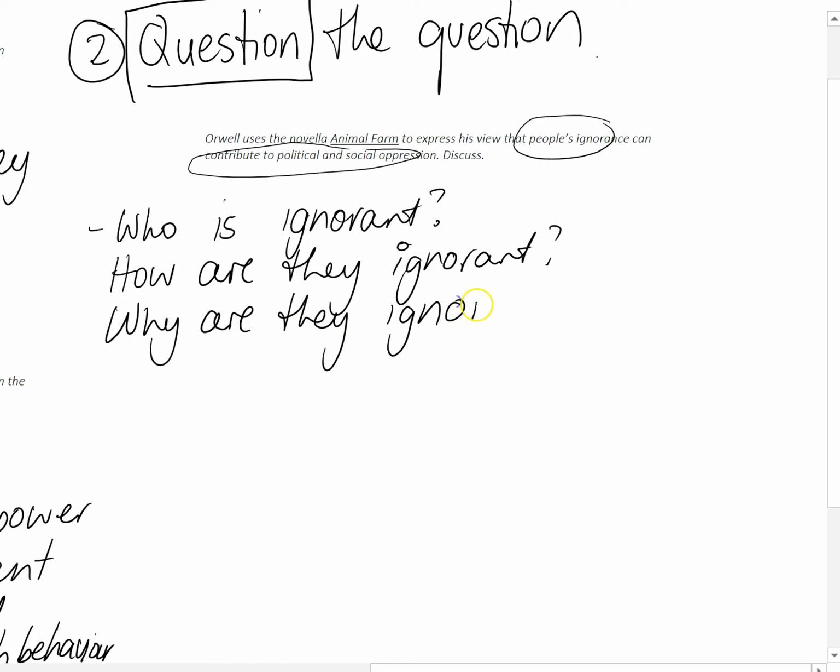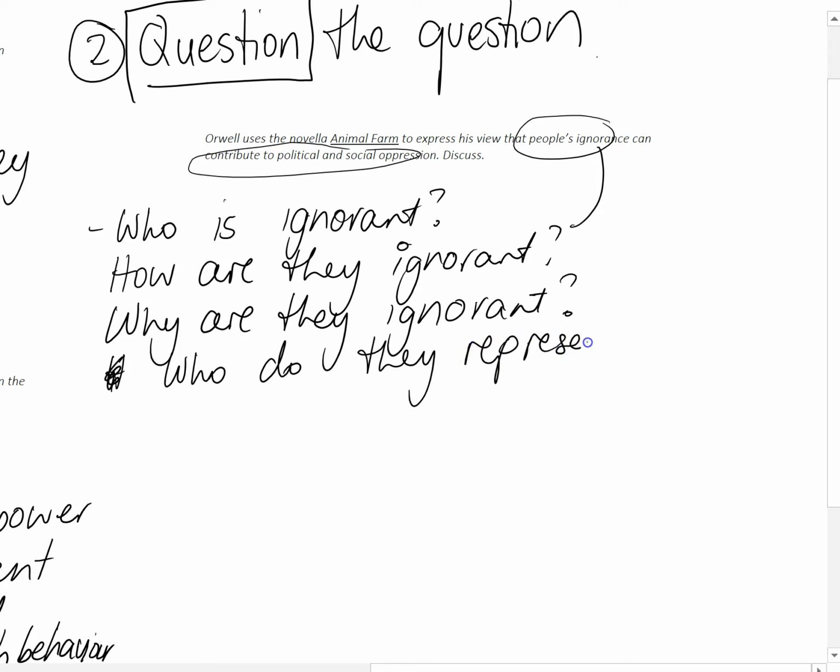Who's uneducated? Who's not questioning? Who's just accepting blindly what they are told? Who, how, and why? That comes up for me when I see people's ignorance. And then perhaps I might even say, who do they represent in the outside world?